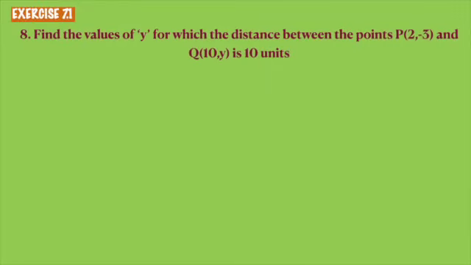Exercise 7.1, we are in the 8th problem. The problem is, find the value of y for which the distance between the points P (2, -3) and Q (10, y) is 10 units. What is given in this problem is the distance between the two points P and Q. In the point P, both coordinates are given, 2 and -3. In the point Q, the x coordinate is given, y is not given, we have to calculate that value of y.